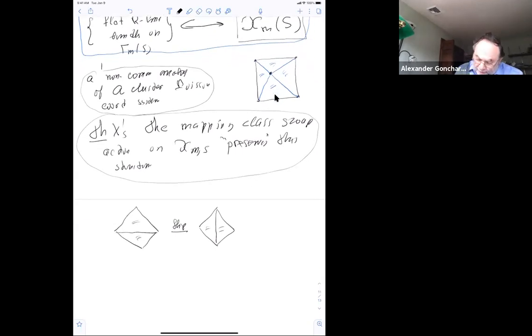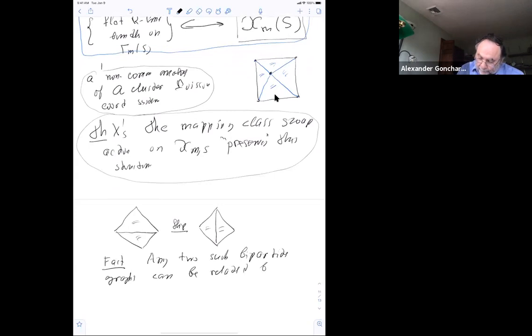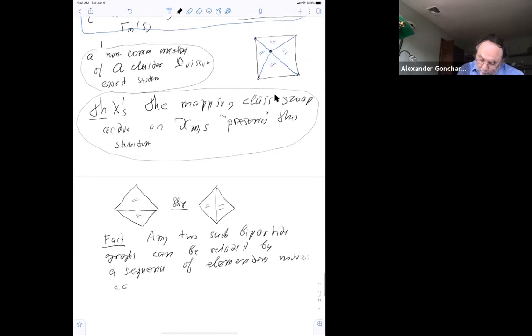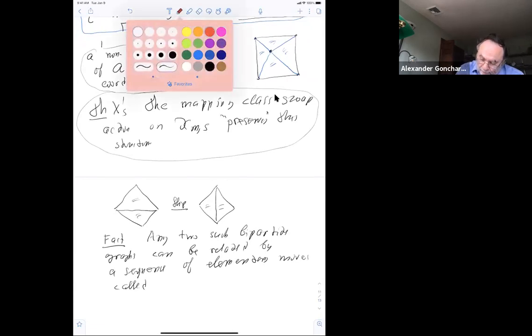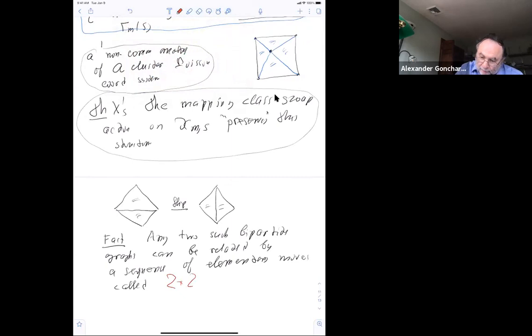And it turns out that there is some kind of fact that any two such bipartite graphs can be related by a sequence of elementary transformations, or elementary moves, called 2-by-2 moves. And I'll explain this in a second.